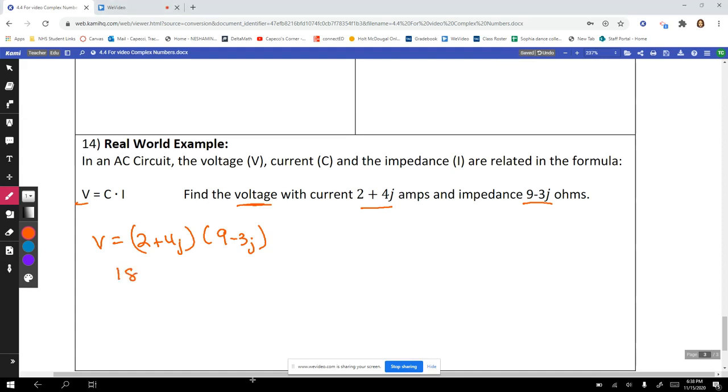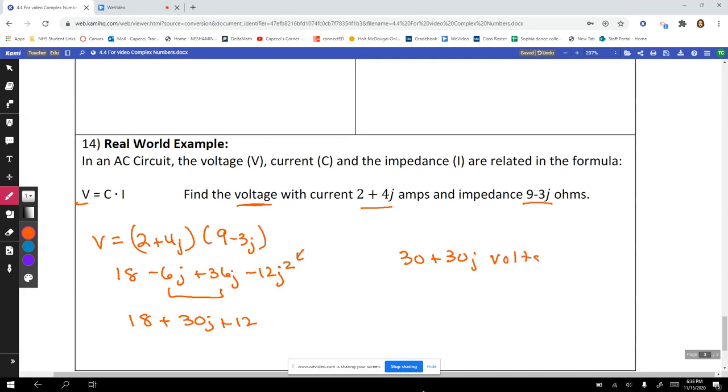2 times 9 gives me 18. Outside is minus 6j. Inside is 36j. And the last is negative 12j squared. All right, combine my like terms. I have 18 plus 30j. Now again, negative 12j squared. We're using j instead of an i as part of the formula. That's still an imaginary number in this particular problem. So that gives me plus 12. So my final answer is 30 plus 30j, and volts is going to be our unit for the final answer.